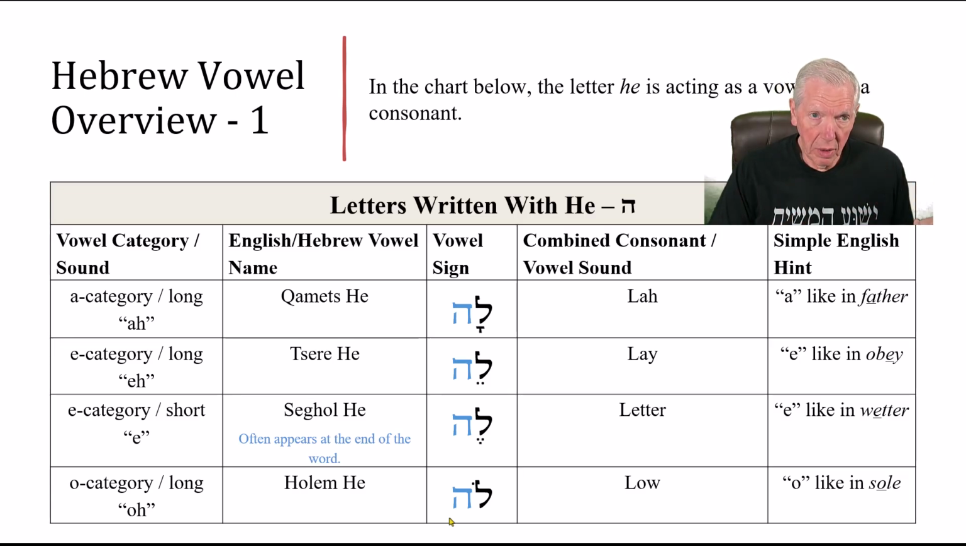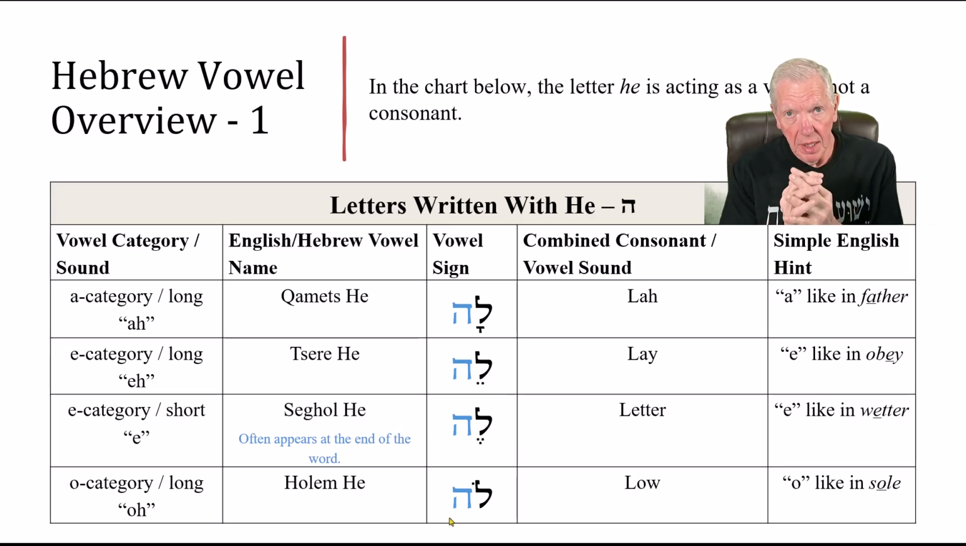So the category is what it is. This is an A vowel, E vowel, I vowel, O vowel, U vowel, that kind of thing. I give you the English name with the Hebrew vowel name, and then I give you the vowel sign. I tell you how to pronounce it with the combined consonant and vowel sound. So we're putting these together.